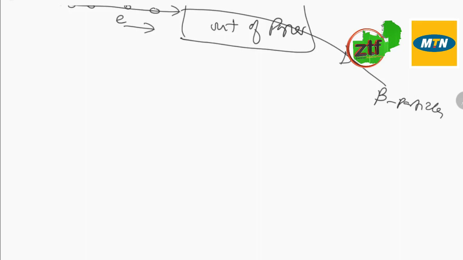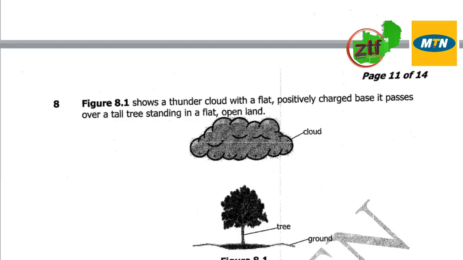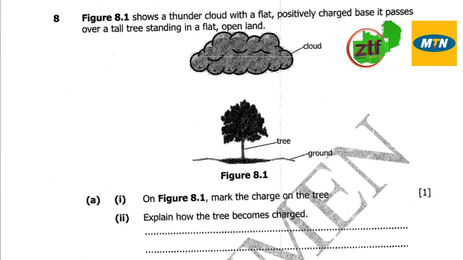Figure 8.1 shows a thundercloud with a flat, positively charged base as it passes over a tall tree standing in a flat open land. So we have a cloud there which is going to pass near that tree and of course many other objects down there. They are saying that on the figure, mark the charge on the tree. We must understand that right away the charge will be negative on the tree.